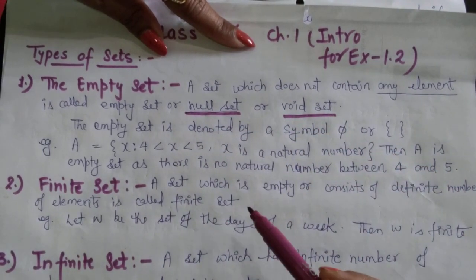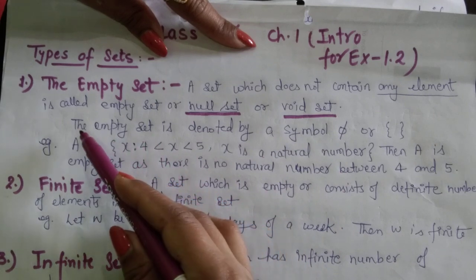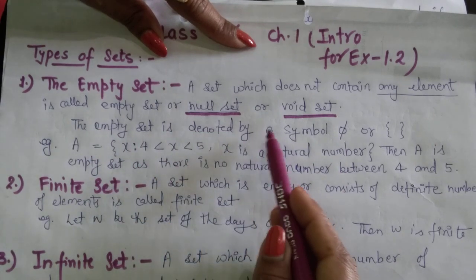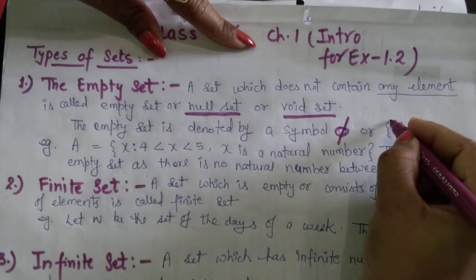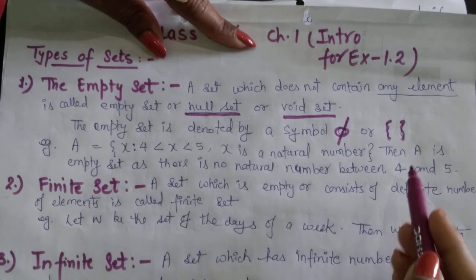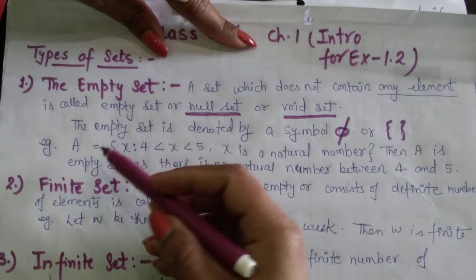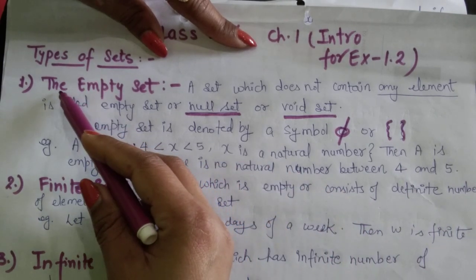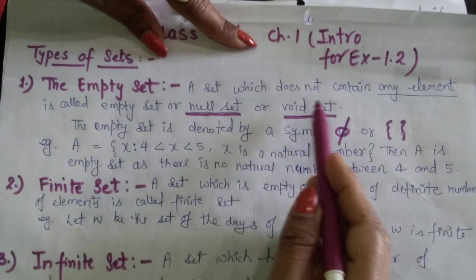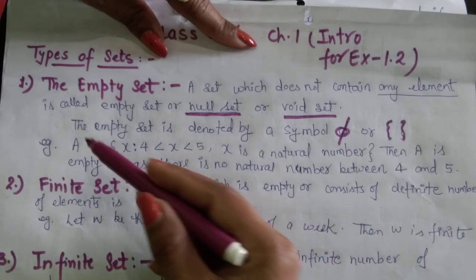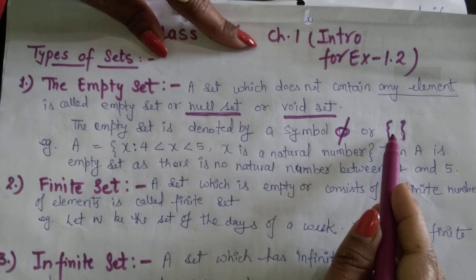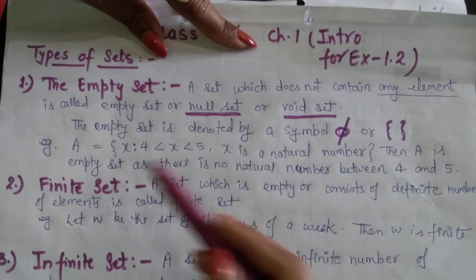So how can we denote the empty set? The empty set is denoted by the symbol phi or curly braces without any element. Okay, so what do you mean by empty set? The set which doesn't contain any element, जिसके अंदर कोई element नहीं है, and it is represented by phi or curly braces without any element.